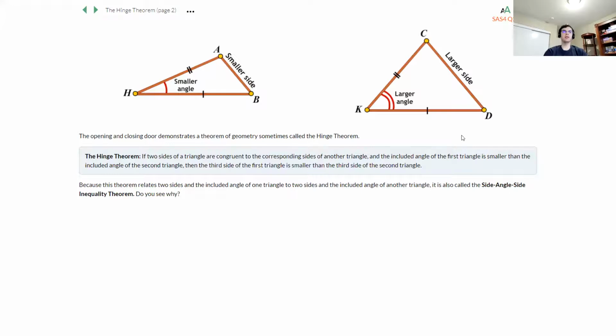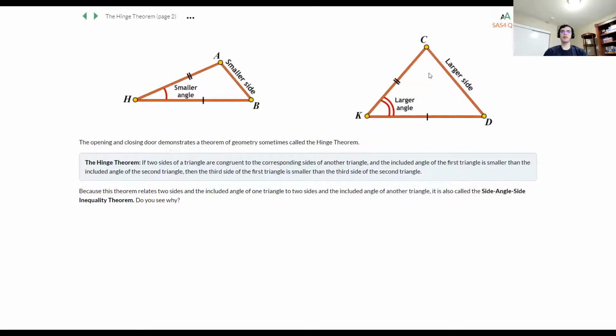Whew. Okay, so let's break that down a bit, right? What is going on there? Lots of big words, lots of weird ideas. Let's break it down. So if two sides of a triangle are congruent to the corresponding sides of another triangle, what that means is these two sides right here are congruent and corresponding to these two sides over here.